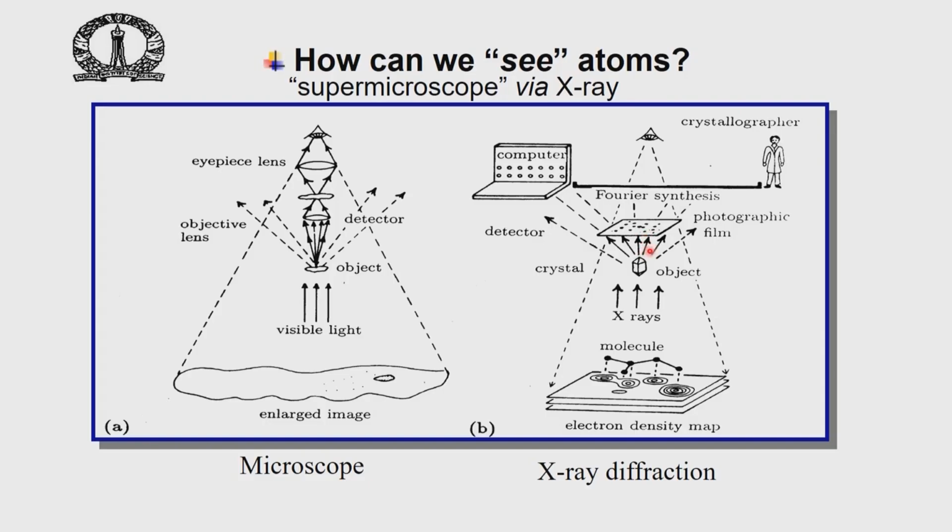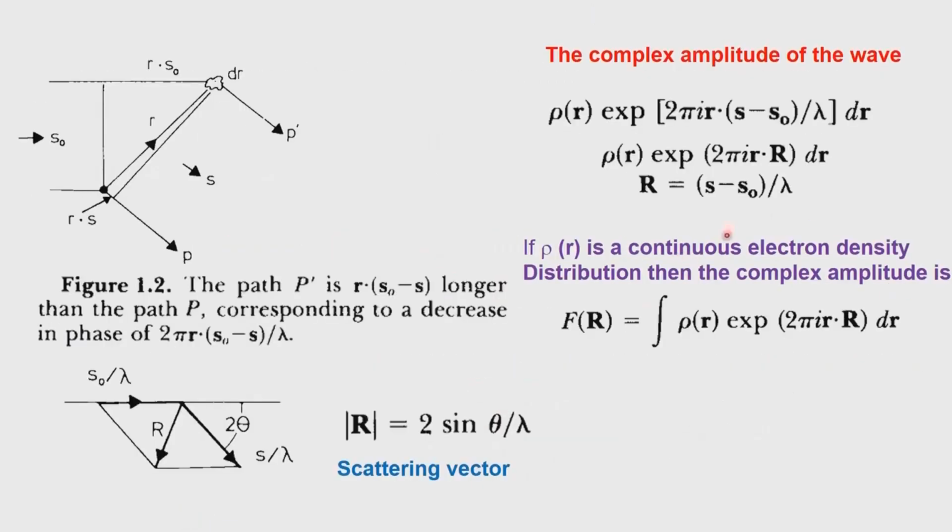And so we can calculate the complex amplitude, because if we measure the intensity, the square root of that intensity will give us the amplitude. The complex amplitude can be calculated by this expression, which is associated with an element of space representing rho of r d of r.